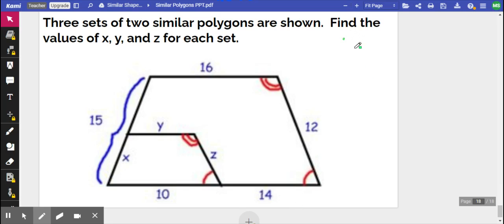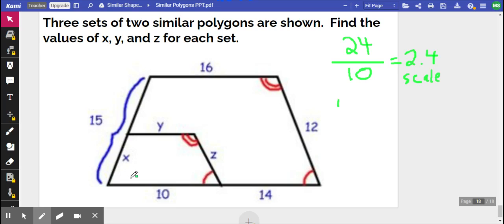So I would do 24 being divided by 10, and I know that is equal to 2.4 is going to be our scale. 2.4 times bigger. So now we just basically need to do 15 divided by 2.4, 16, and 12 all divided by 2.4 to get our answers. So we're just doing division here, so pretty straightforward.